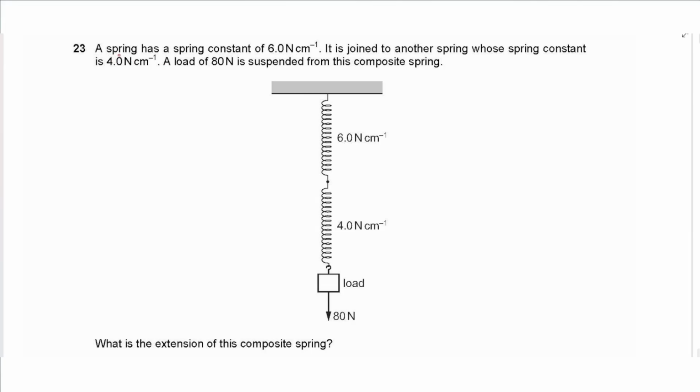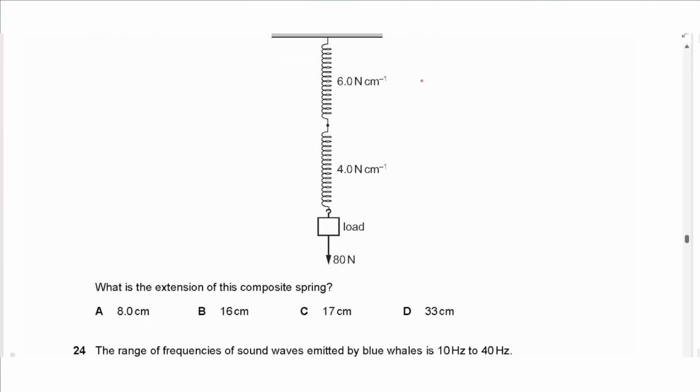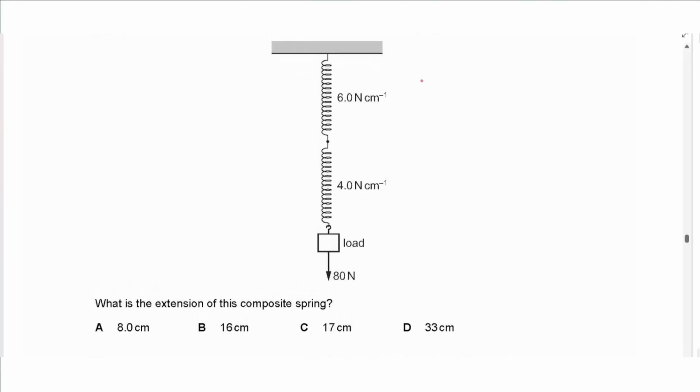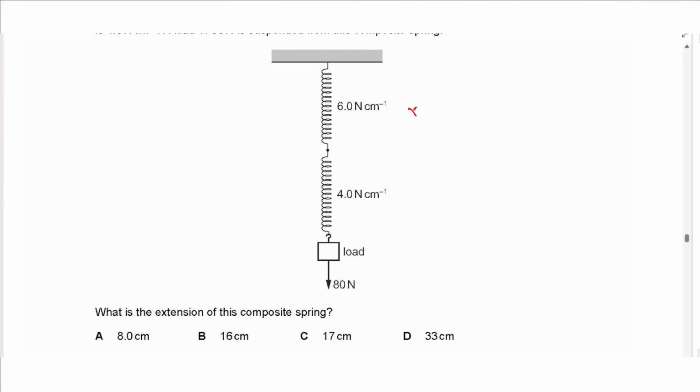Question 23 says a spring has a spring constant of 6.0 newtons per centimeter. It is joined to another spring whose spring constant is 4.0 newton per centimeter. A load of 80 newtons is suspended from this composite spring. What is the extension of this composite spring? So we need to calculate the extensions of each spring and then we add them.